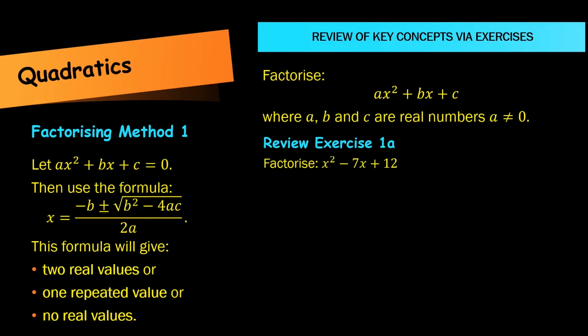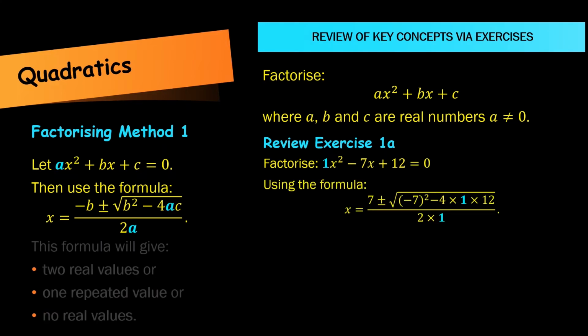So let's have a look at the first exercise, exercise 1a. We are required to factorize x squared minus 7x plus 12. We apply the quadratic formula as shown. a equals 1 has been plugged in. And now b equals minus 7 is shown. And finally c equals 12 is shown.